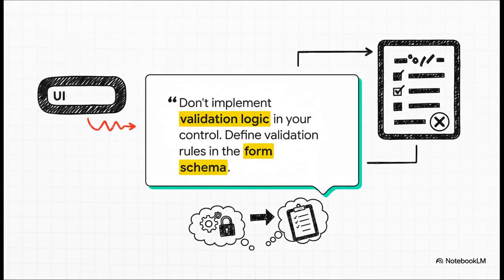And this all leads to a really important guiding principle. This is a key piece of advice for this new pattern. Don't implement validation logic in your control. Define validation rules in the form schema. What this means is you get this beautiful separation of concerns. Your UI components only have to worry about showing stuff, like an error message, not figuring out if there's an error. All that logic lives together in one place, which makes it way easier to manage.